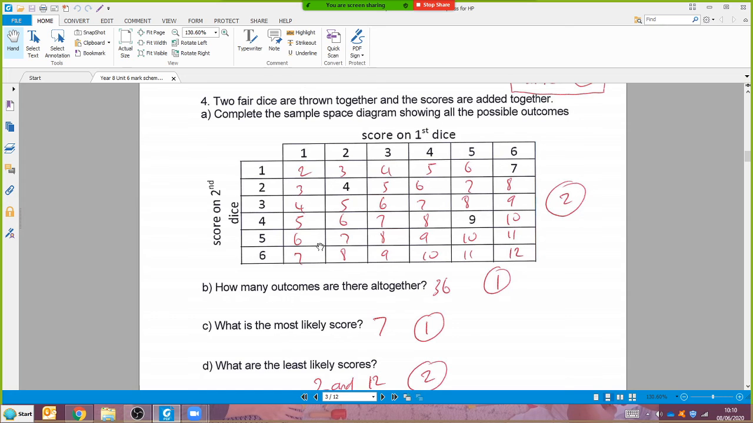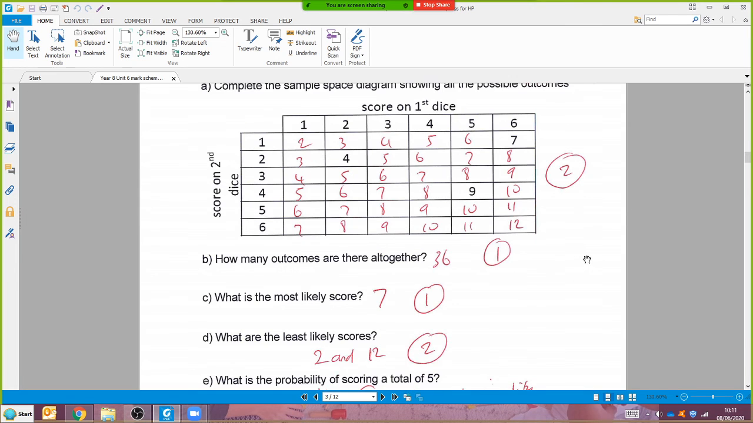And what's the most likely score? Well, 7, 7, 7, 7. Yeah, the most often score that comes up is a 7. There they are: 1 plus 6, 2 plus 5, 3 plus 4, etc. The most likely score is 7.